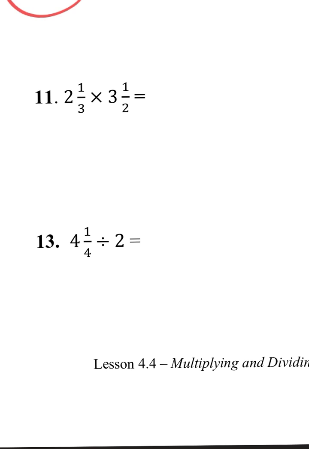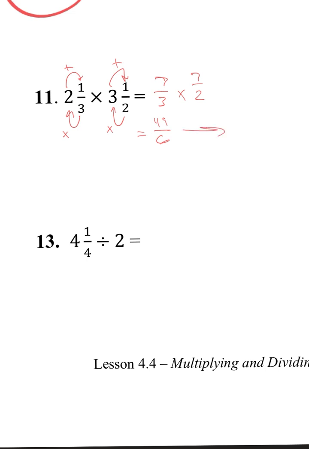On number 11, let's go ahead and change our mixed numbers into improper fractions first before we do anything. So we got 3 times 2, that's 6. 6 plus 1 is 7. So 7/3 times, we're going to go 2 times 3, that's 6. 6 plus 1, that's 7. So we have 7 halves. Now we just multiply straight across. So 7 times 7 is 49, and 3 times 2 is 6.